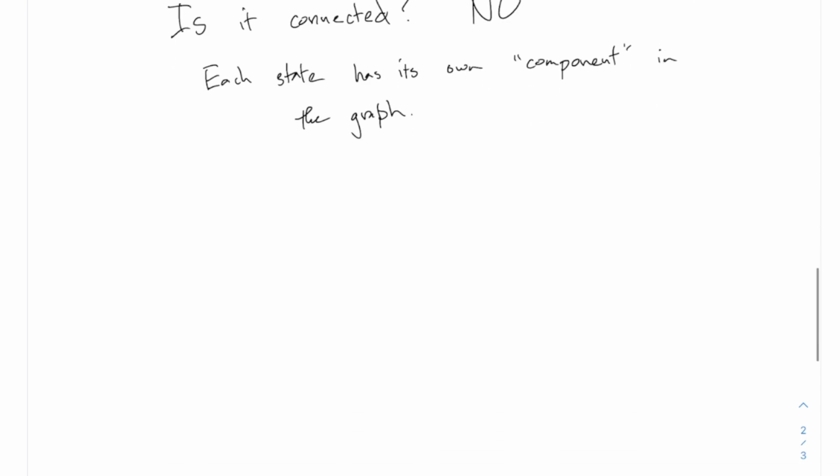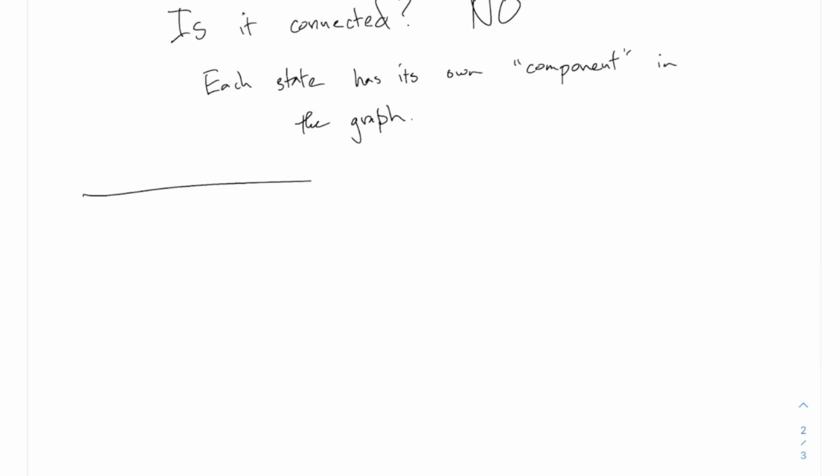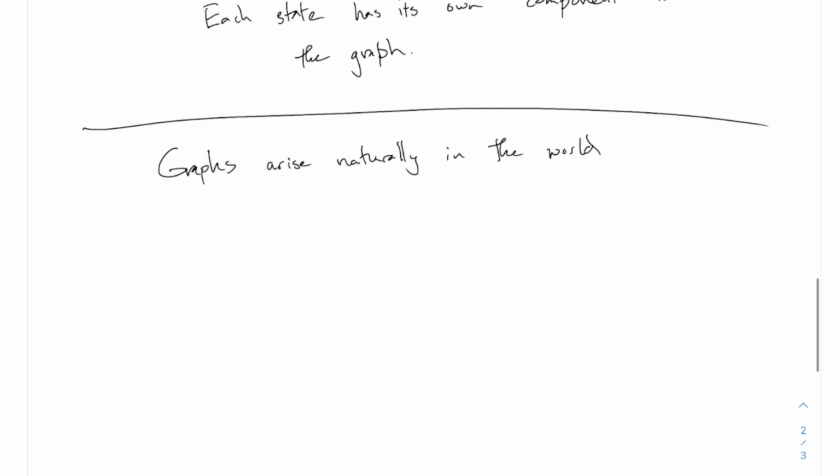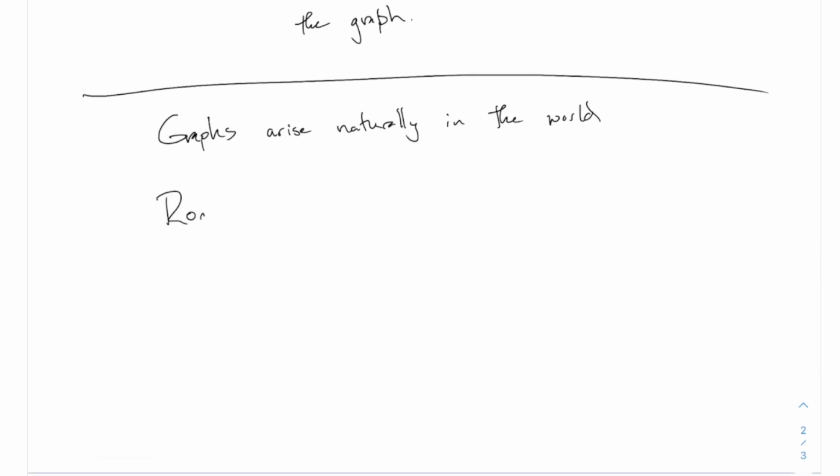All right. Graphs are useful in the real world. I mean, these are kind of made up examples and I'm not sure they are terribly useful, but I hope you can imagine that graphs are useful. I'm just going to give you a brief list of settings in which graphs arise naturally in the real world. For example, road maps and GPS navigators.